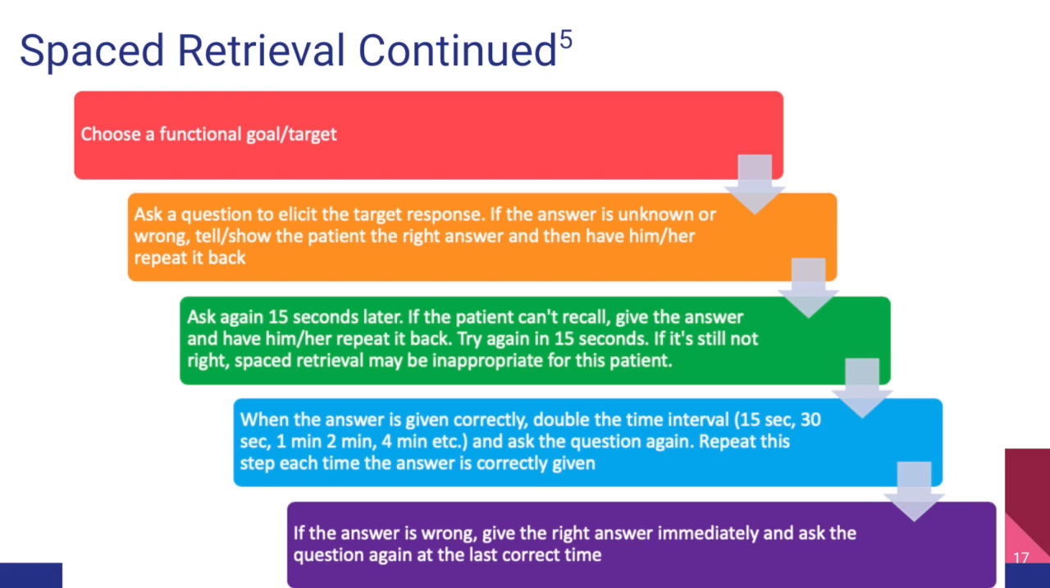When the answer is given correctly, double the time interval, starting with 15 seconds, then 30 seconds, 1 minute, 2 minutes, 4 minutes, etc. And then ask the question again. Repeat this step each time the answer is correctly given. If the answer is wrong, give the right answer immediately and ask the question again at the last correct time. In between asking questions, you can fill the intervals with other therapy activities or conversation. Try to choose activities or topics that have little to do with the memory target.